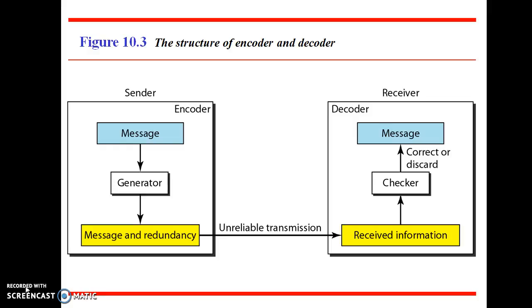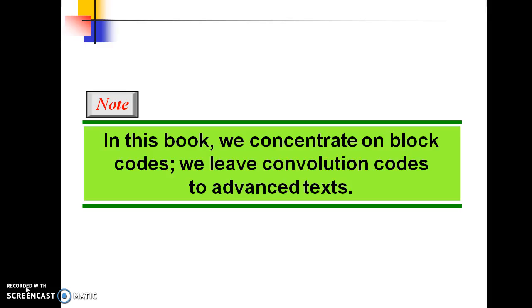Encoder will first generate the message with the help of a generator to get a message as well as the redundancy bits. This message and the redundancy bits will be transmitted to the receiver via an unreliable transmission medium, and the receiver is going to receive that information and check whether any error is generated in that message. If it is correct, it is accepted. If it is an error message, it will be discarded.